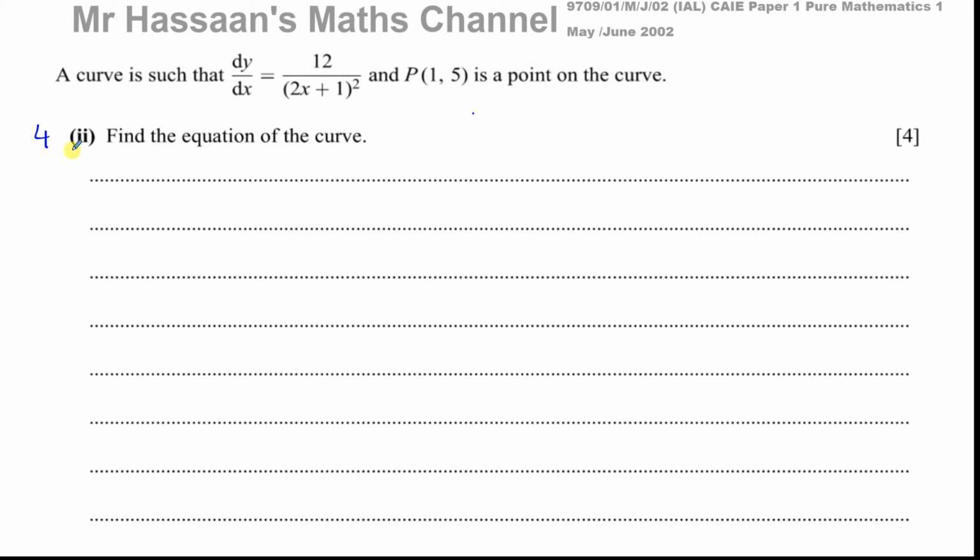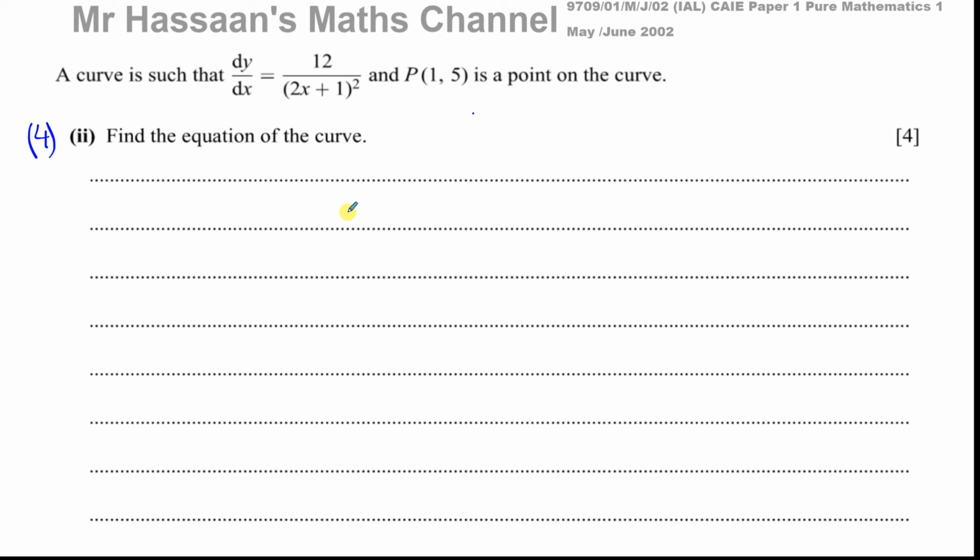I'm now answering question number 4, part B, or part 2. This is question 4, part 2, from the May-June 2022 IAL, 9709 syllabus. This is from Pure Mathematics 1 of Cambridge. And this question here is about integration, actually. Although this is in my end of topic worksheet for differentiation with the rest of the question, but this is actually about integration. So I've saved this as a separate video, and I'm going to stick it in my integration playlists.